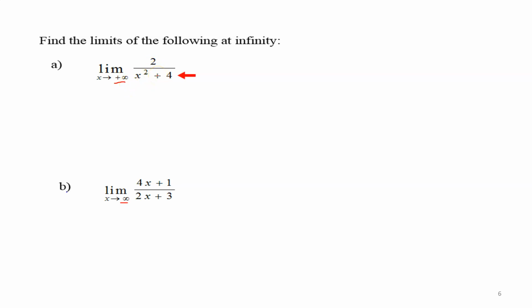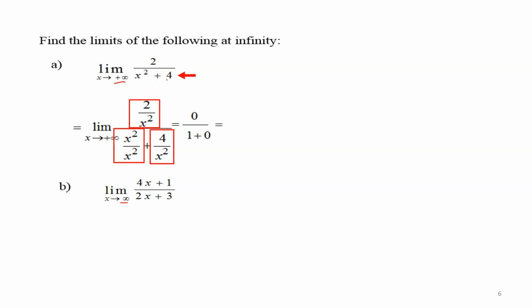So how are we going to solve this? Let's see. So you have 2 over x squared plus 4. Then you're going to write it down like this. You're going to divide it with x squared, and this whole thing also you divide by x squared. You just pick the one with the highest power. You have the x squared, so you divide the whole thing with x squared. 2 over x squared over x squared plus 4 over x squared.